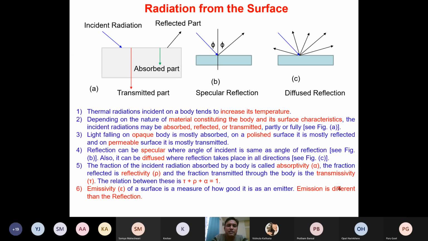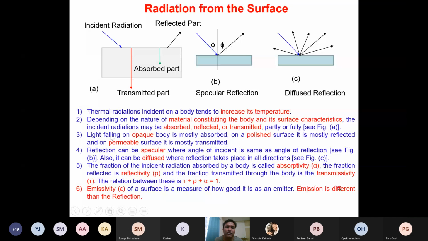So thermal radiation incident on a body tends to increase its temperature. Depending on the nature of the material constituting the body and its surface characteristics, the incident radiation may be absorbed, reflected and transmitted, which is shown here. So there is an incident radiation. Some of this may be reflected, some may be absorbed, some may be transmitted.